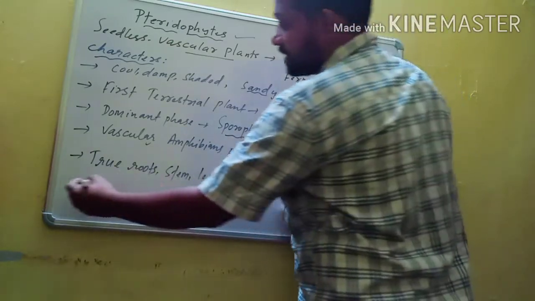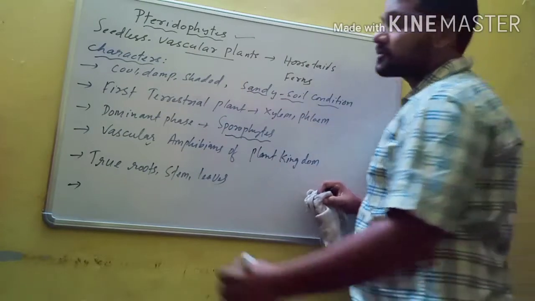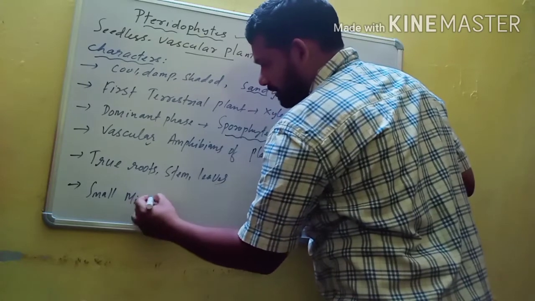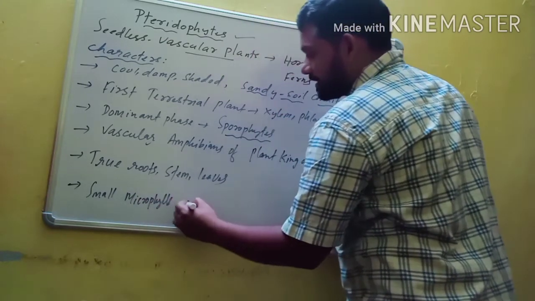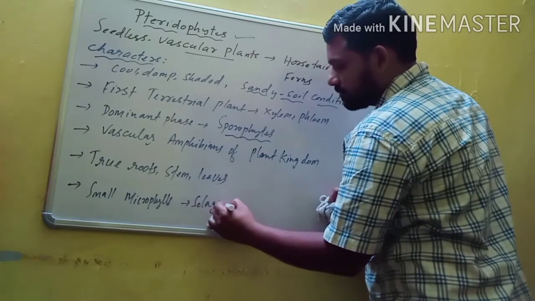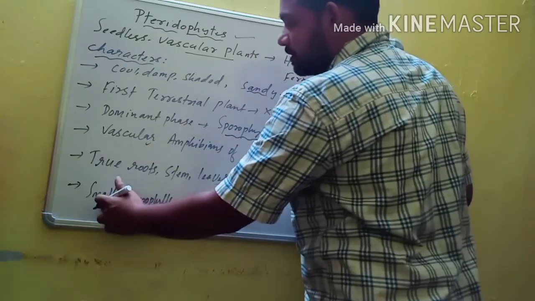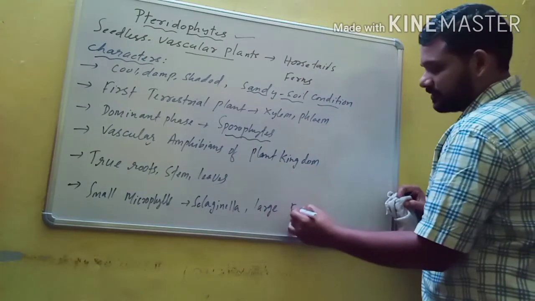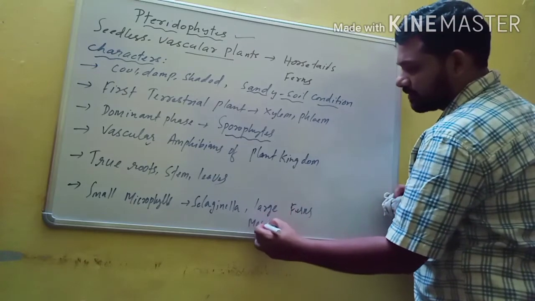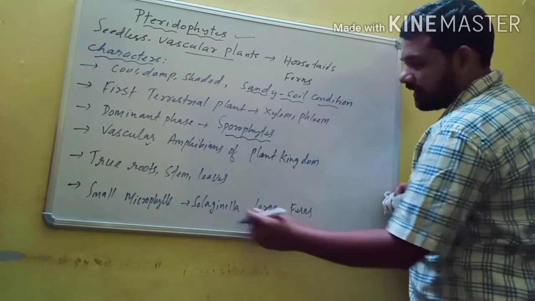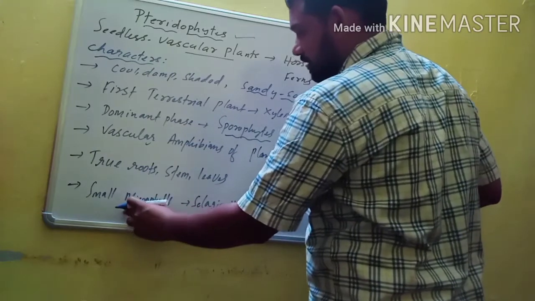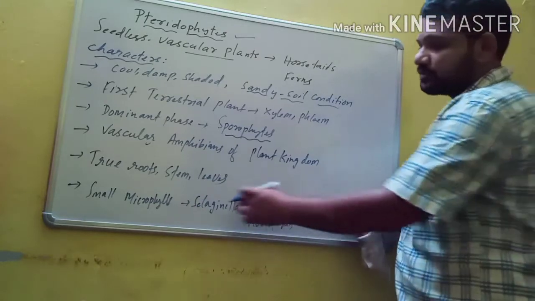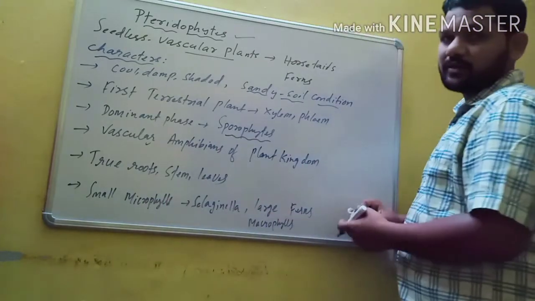And the leaves in pteridophytes may be small. The small leaves are called microphylls, as in Selaginella, which is one of the pteridophytes. In some cases the leaves may be large, as in ferns, and the large leaves are called macrophylls. Phylon means leaf, micro means small. So the small leaves are called microphylls and larger leaves are called macrophylls.